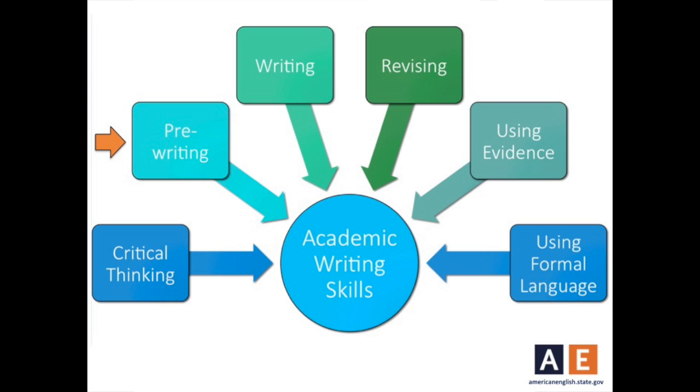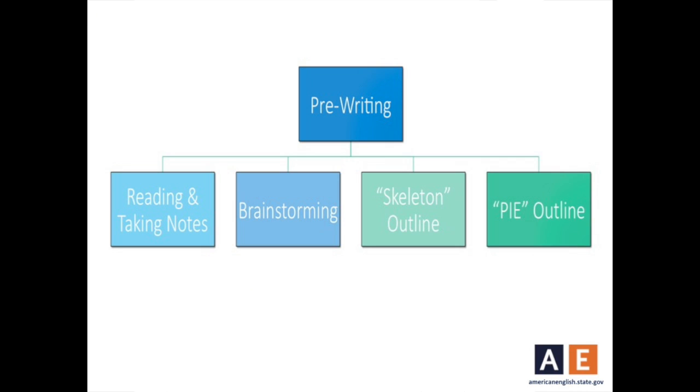Once we have identified the major skill area that we would like our class to focus on, it is important to divide that major skill into smaller, more focused skills that we can actually teach. For example, there are lots of different ways to teach someone how to do pre-writing. Some examples include reading and taking notes, brainstorming activities, and writing outlines. For the remainder of this video, I will explain how to include brainstorming activities and skeleton outlines in your classroom in order to help students write more convincing, persuasive essays.